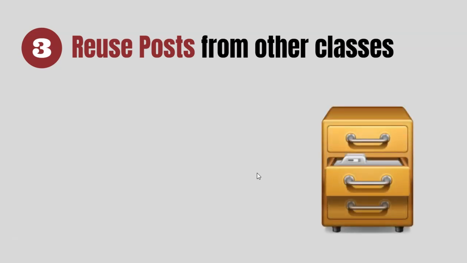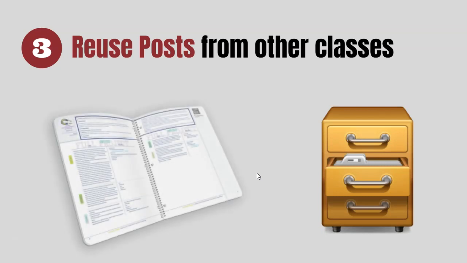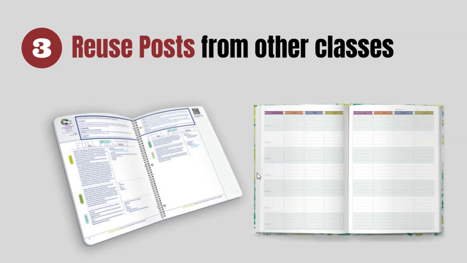That brings us to the third step, which is a time saver, and that's reusing posts from other classes. Those other classes can also include your archived classes. So again, you can think about it this way. You're going back into your filing cabinet and you're pulling out those archived lesson plans. Once you find a lesson that you'd like to use, you're going to reuse that lesson plan and place it inside your new lesson plan book.